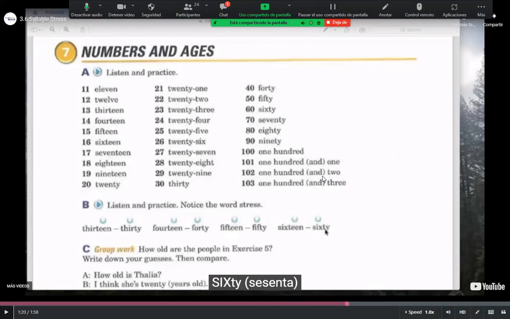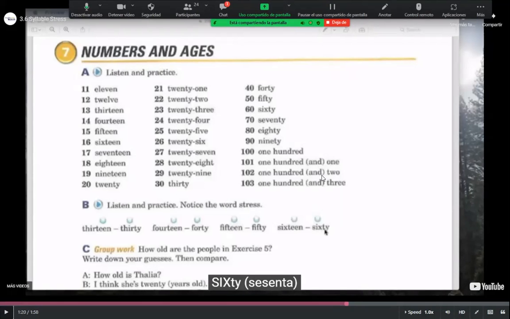Okay. Let me ask you some questions about numbers. How do you say in English number 13? Let me see. 13. How do you say in English el número 90? Acuérdense que las decenas van por entonación falling intonation para abajo, ¿verdad? Sí, podemos decir 90, como en British English, right? Pero en American English 90, como con R. Okay, very good, very good.